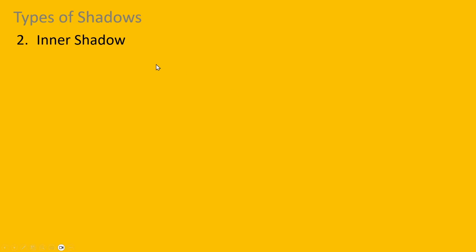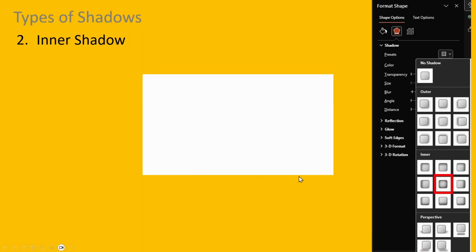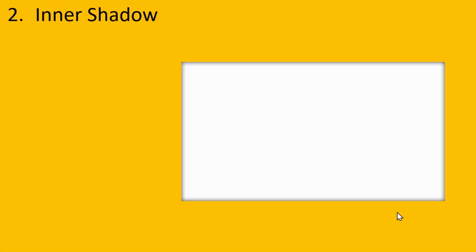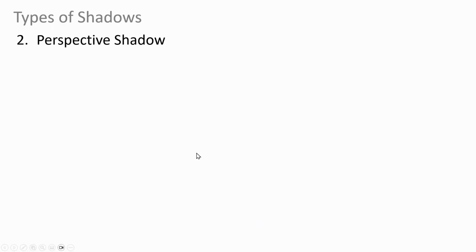So let's make a yellow rectangle that covers our entire slide. Place a white rectangle on top of this. Then if we apply this center inner shadow, this is the effect we will get. It looks as if this rectangle has been carved into this yellow rectangle, and you can get really cool effects with this inner shadow. Perspective shadows are 3D shadows.